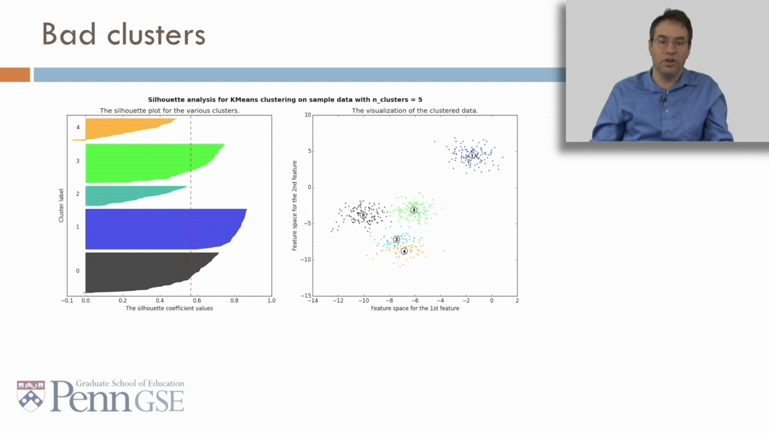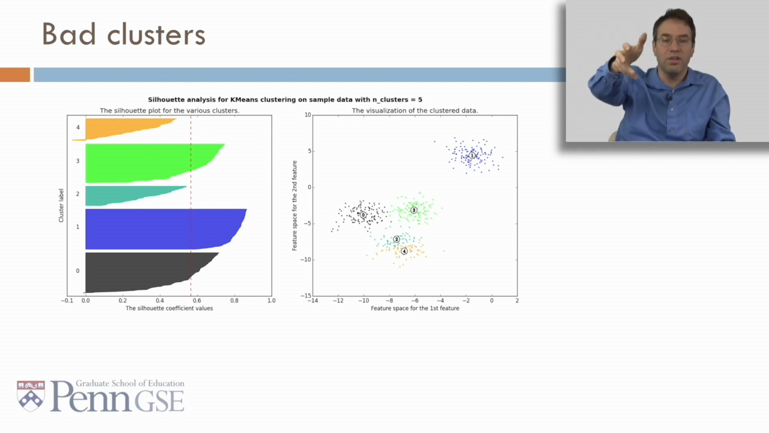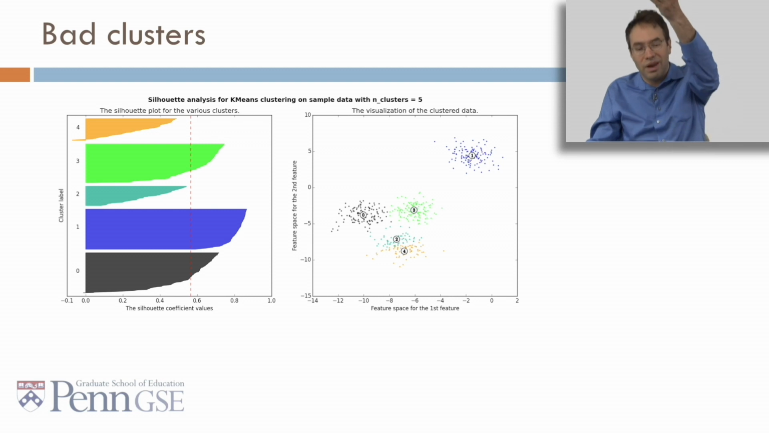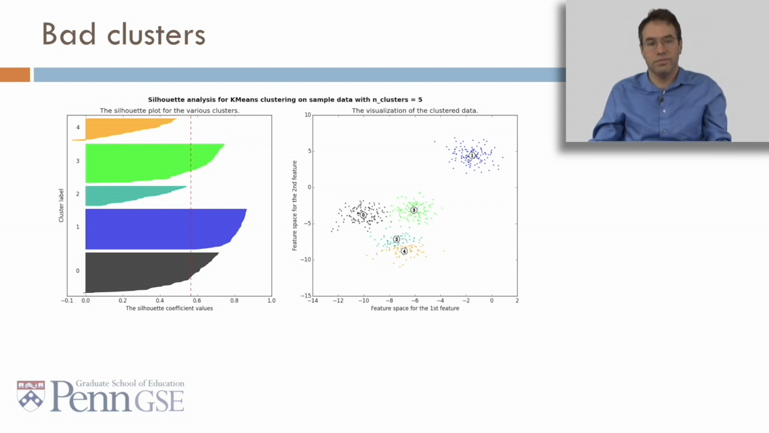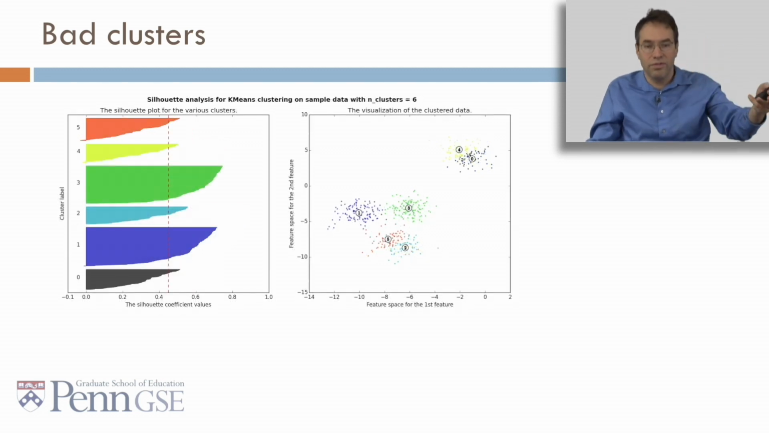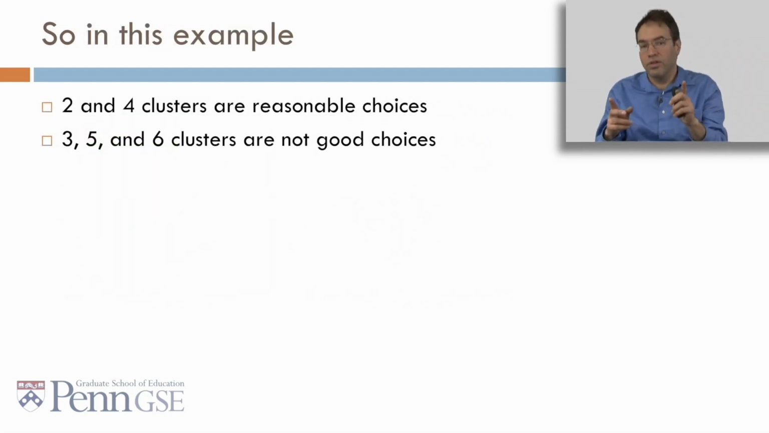Here's another bad clustering. In this case, we've actually split that bottom cluster into 2, and you can see on the left, orange and I guess that's teal, do quite poorly. They have a lot of points that are very close to the other cluster. And so as a result, we get a bad average value. And finally, if we split it even further, we do worse still. So in this example, this last one, the clusters 2 and 4 are reasonable choices, but 3, 5, and 6 are not good choices.